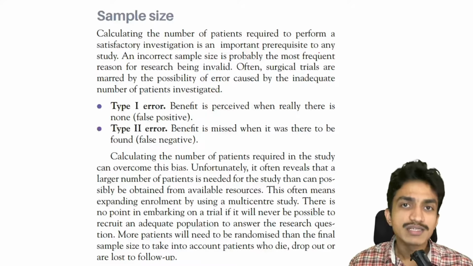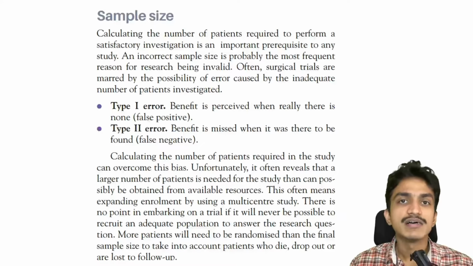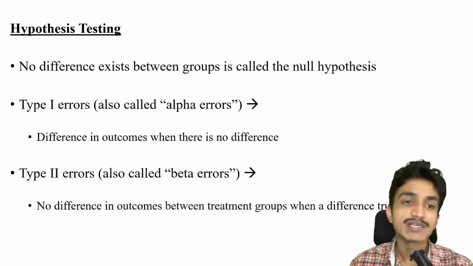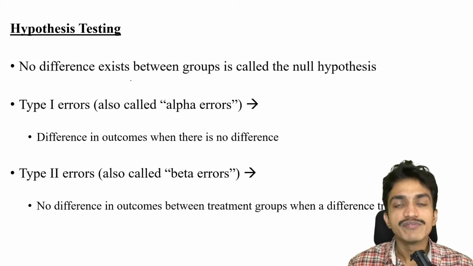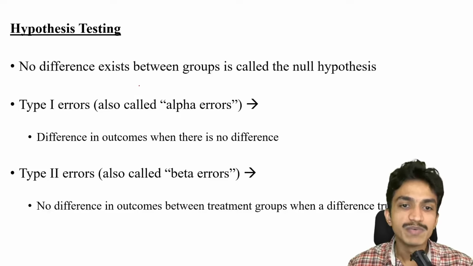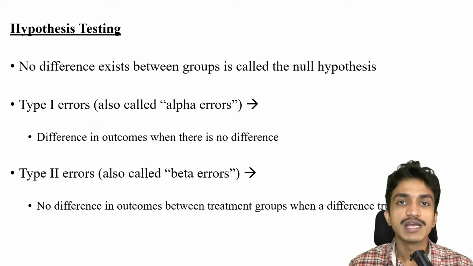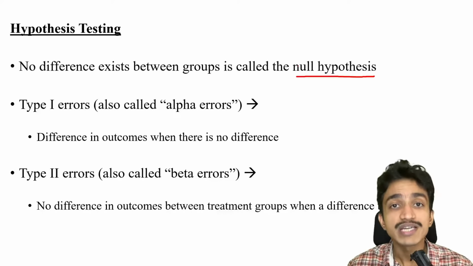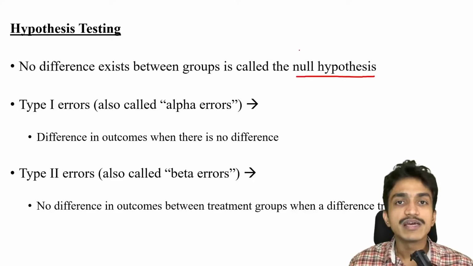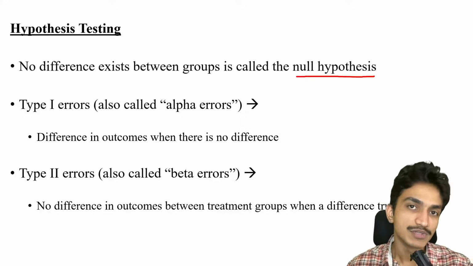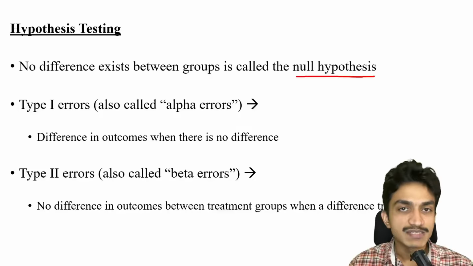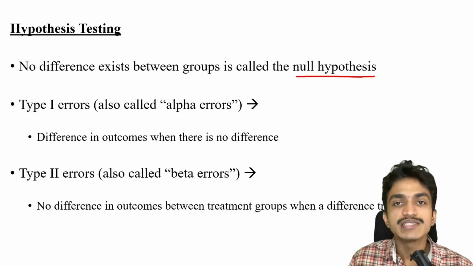To study the results, we first of all devise a hypothesis which is known as a null hypothesis. Whenever there is no difference between groups before we start the study, we term it as a null hypothesis. So we consider that whenever we are comparing two groups, there is no difference between them, and that is the null hypothesis. After the study has been done, we start off and we see the results.